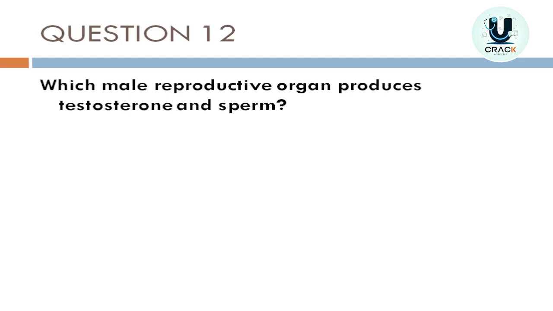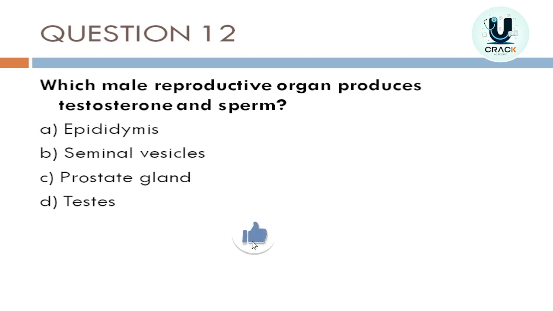Question number 12. Which male reproductive organ produces testosterone and sperm? A. Epididymis, B. Seminal vesicles, C. Prostate gland, D. Testis. Answer: testes.